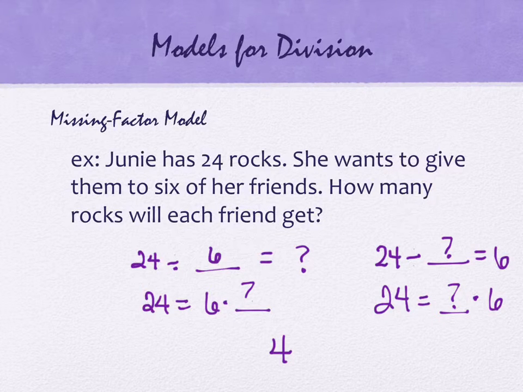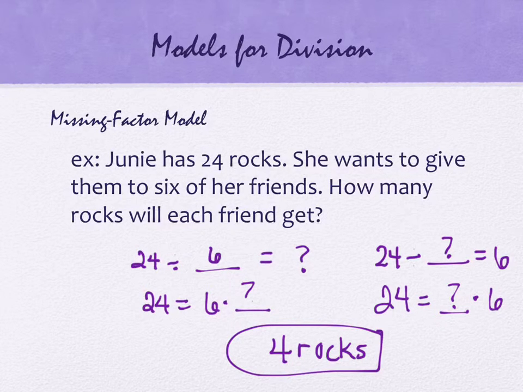And so the answer is 4, and again it's rocks, because this time we knew the number of friends. How many did they each get? 4 rocks.